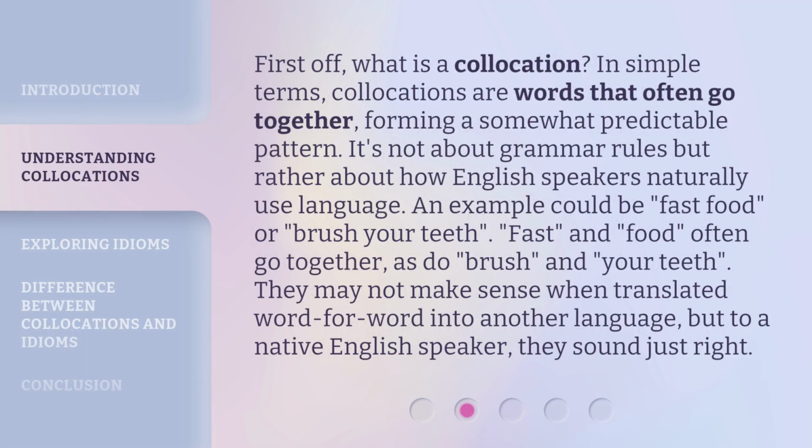First off, what is a collocation? In simple terms, collocations are words that often go together, forming a somewhat predictable pattern. It's not about grammar rules but rather about how English speakers naturally use language. An example could be, fast food, or brush your teeth.